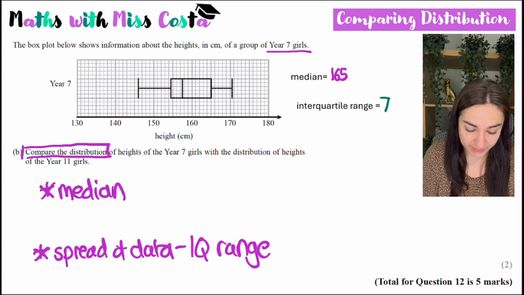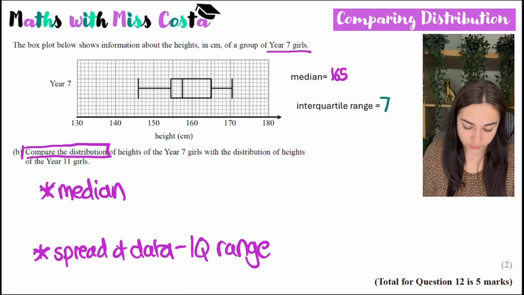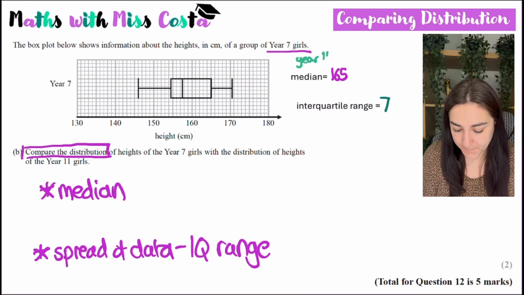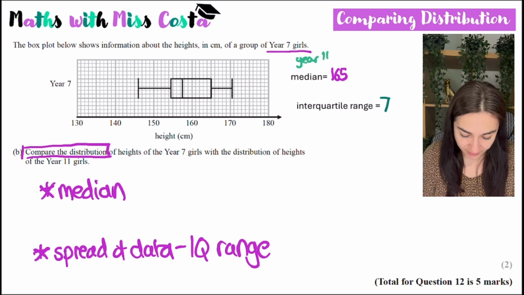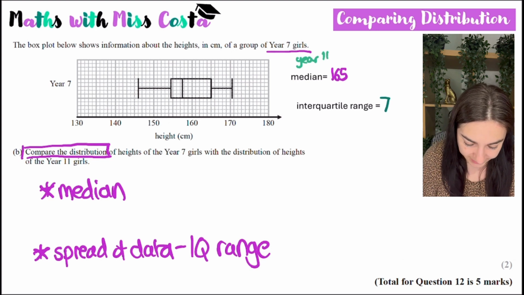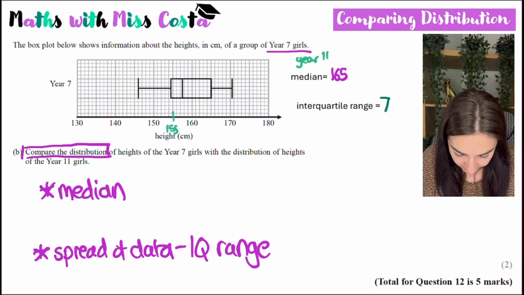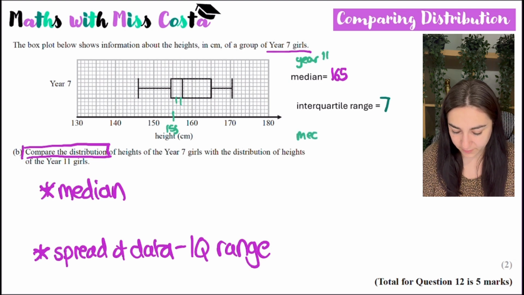Okay, so let's look at what's happening. So the median of the Year 11 girls is 165, and the median of these girls, let's have a look at what's happening. So this is 155, so that would be 156, 157.5.